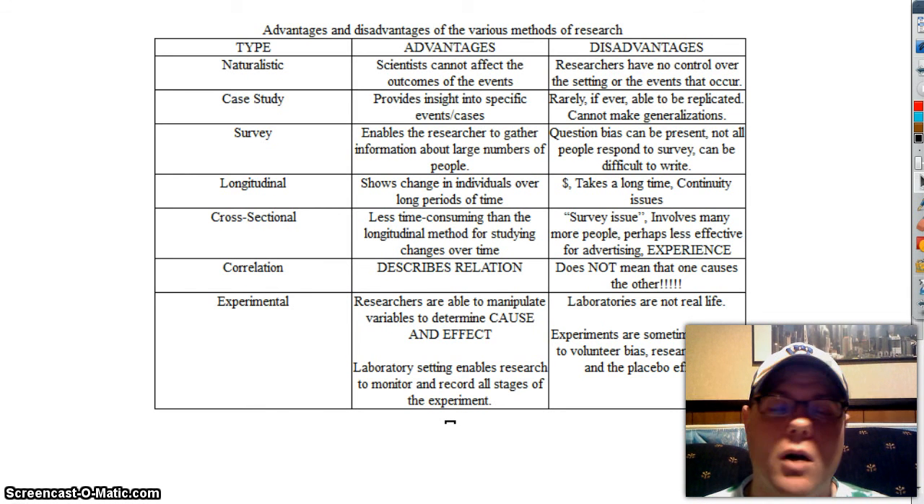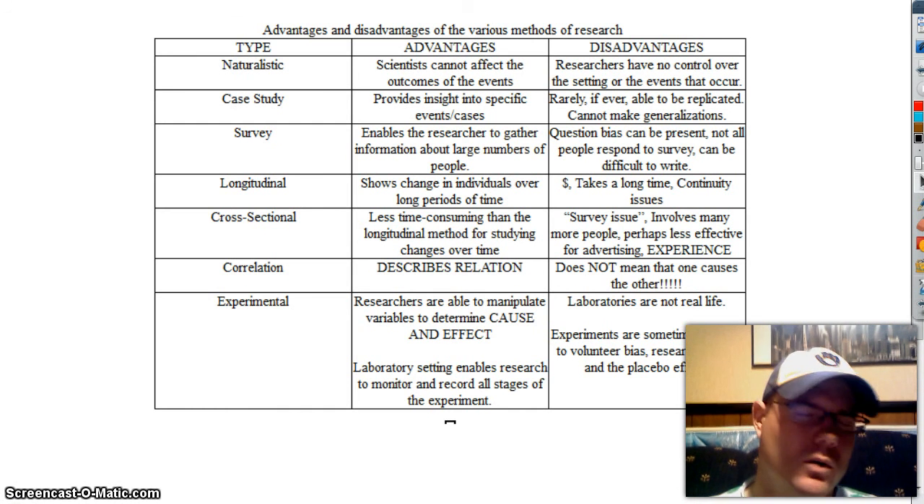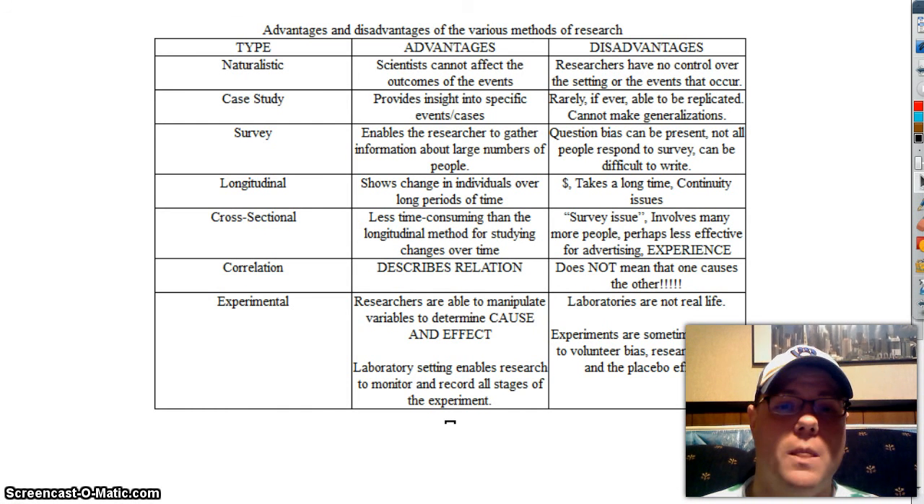I might have a heart attack tomorrow. An asteroid might fall out of the sky. Who knows? But longitudinal research takes a long period of time, and it looks at a cross-section to a degree. It looks at those people over time.